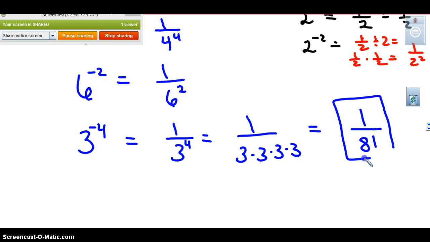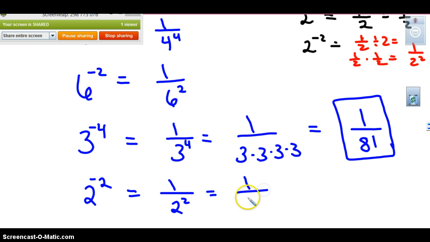81, right? So if we have 2 to the negative 2 power, what would that equal? 1 over 2 squared. So that also equals 1 over 4.